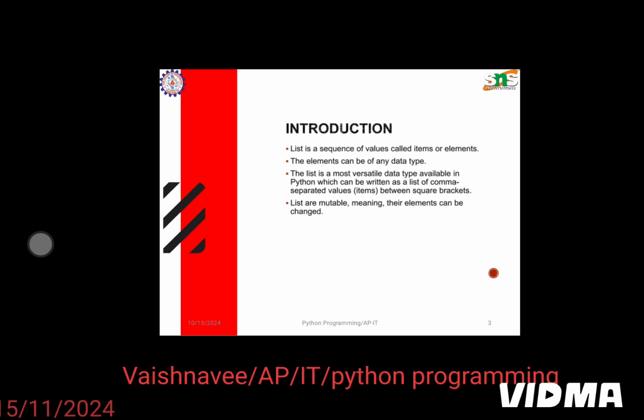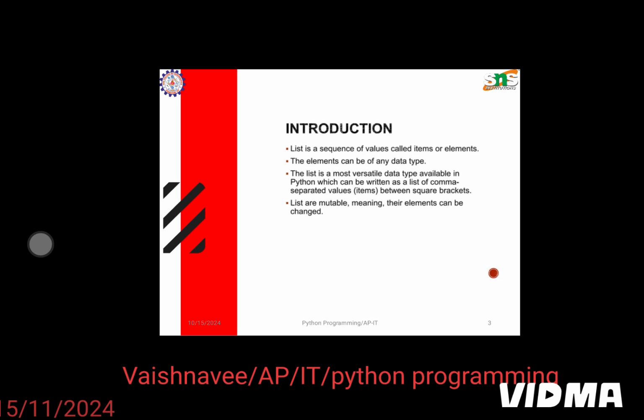Now let us see about the list in Python. As we all know, a list is nothing but a sequence of values called items or elements. The elements can be of any data type. It can be a string or an integer or any type. Similar to an array, but whereas the array will have only similar data types, the list can have any type of data.